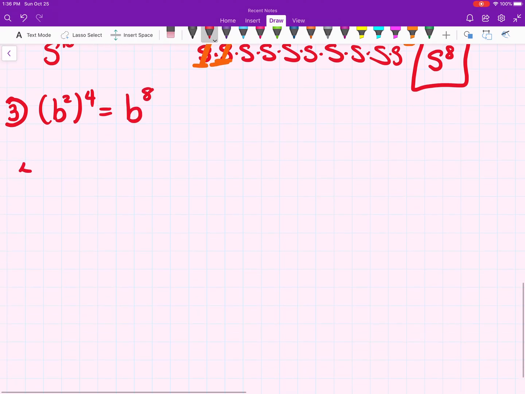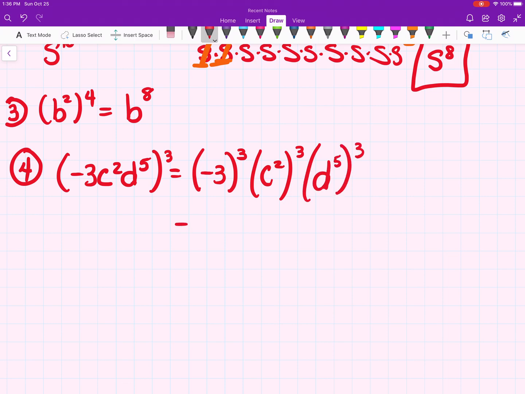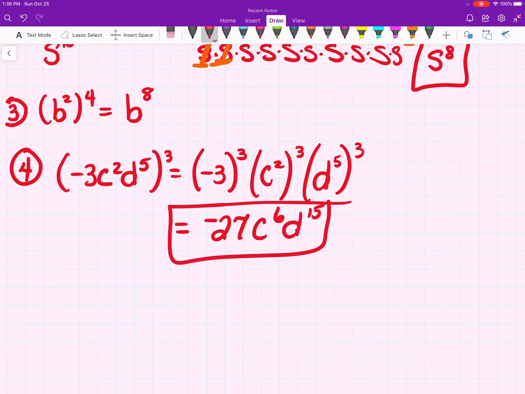Number 4 is negative 3c squared d to the 5th, all raised to the 3rd. When there's parentheses around everything, that means everything's getting raised to that power. So negative 3 to the 3rd, c squared to the 3rd, and d to the 5th to the 3rd. So what does that mean? Well, that means negative 3 times negative 3, which is positive 9, times negative 3, which is negative 27. Power to a power, we multiply. Power to a power, we multiply. And that's how we get that answer.